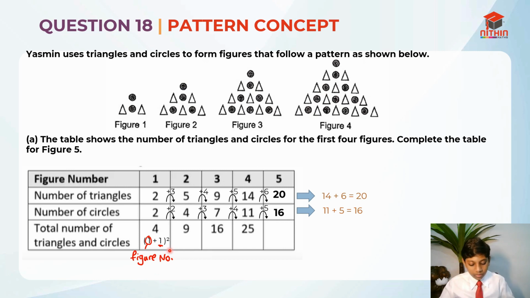Now let's do the same thing to the rest. Figure number plus 1 squared. So it will give us 9 over here, 3 squared is 9. Now figure number 3 plus 1 squared will give us 16, 4 squared is 16. Now figure number 4 plus 1 squared is equal to 5 squared, which is 25. So it's the same thing for figure 5, figure number plus 1 squared, which will give us 36. 5 plus 1 squared equals 36. So this is how we derive the answer for figure 5's last part.